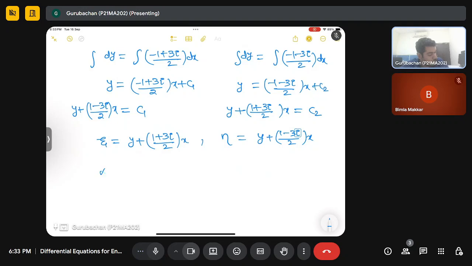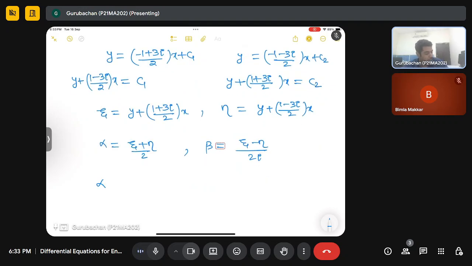What you will do is take alpha as (xi plus eta) divided by 2, and beta as (xi minus eta) divided by 2 iota. So what will it give again? When you add them, obviously they are conjugates of each other, so the imaginary part will cancel out. You will be left with 2y plus x by 2 plus x by 2, which gives you x divided by 2.